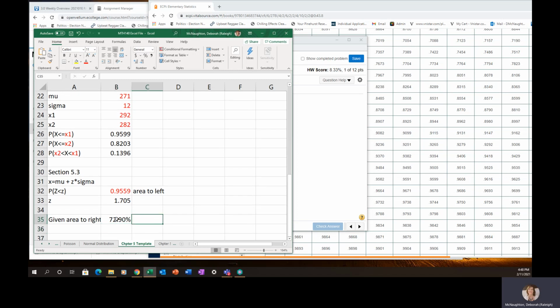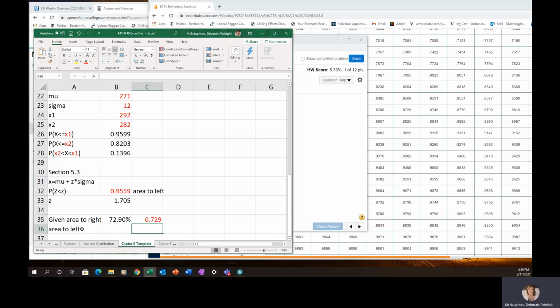Okay, so I'm going to change that to 0.79. We first have to convert it to a decimal because that's how Excel takes it. So I'm going to convert this to a decimal. That's what I want to put in. This is my area to the right, but I always need the area to the left, so I'm going to go ahead and calculate that first.